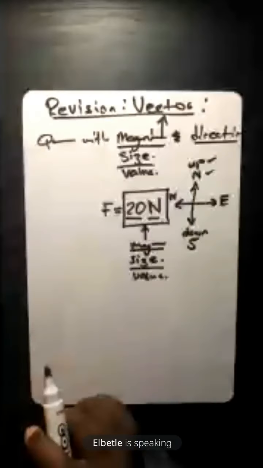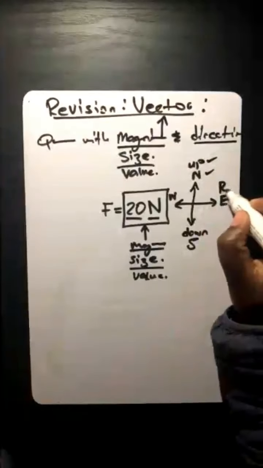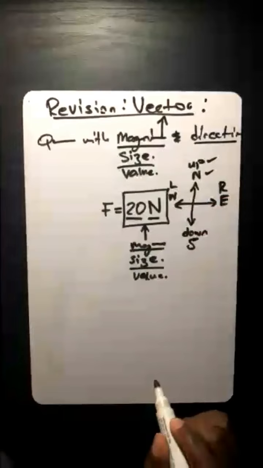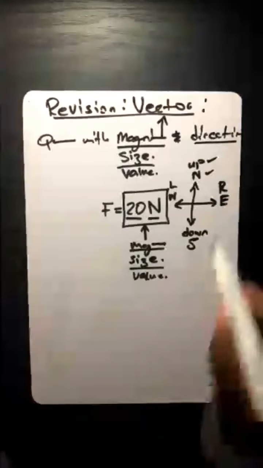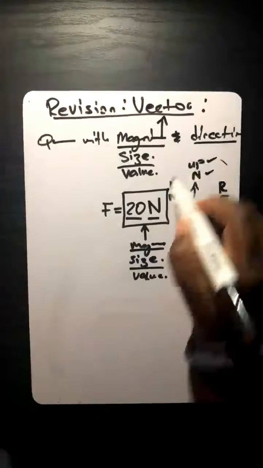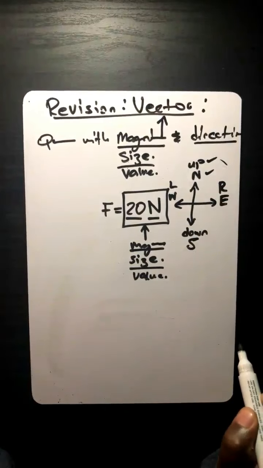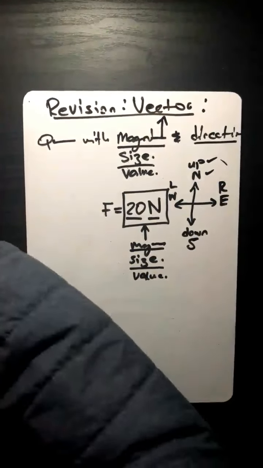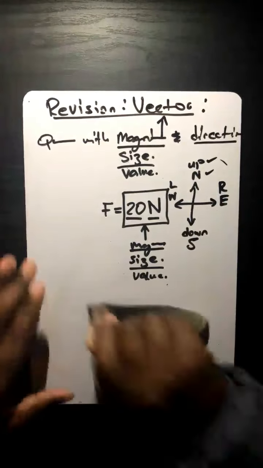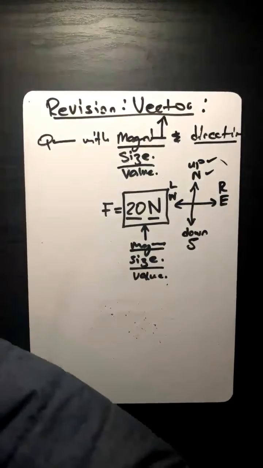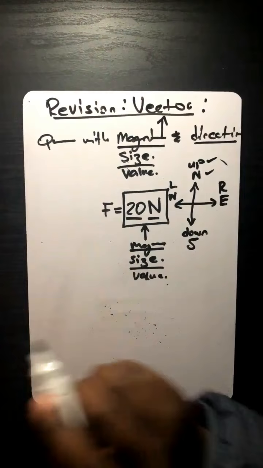Left or right? 100%. Right or left, or left or right. So just be aware that we can also represent the direction using any of those. So I hope at this point in time, everyone is happy with that definition or explanation of a vector.